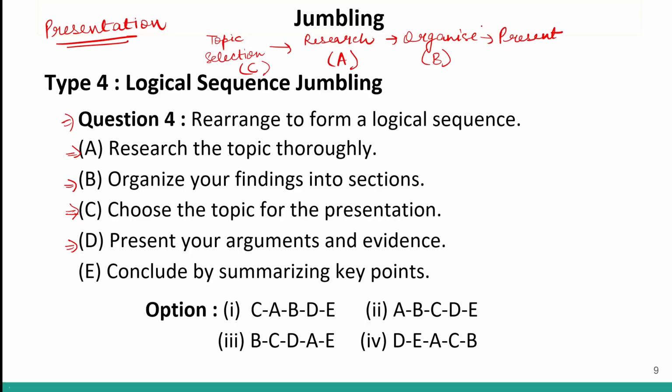I have my presentation with me, so I'll present my arguments and evidence. So this is D, right? And after presenting it, I will conclude it using summaries and key points. So we will conclude by summarizing key points. So E will come last. So my logical sequence will be C, A, B, D, E. C, A, B, D, E is in option number 1. So the correct sequence will be option number 1. Clear?